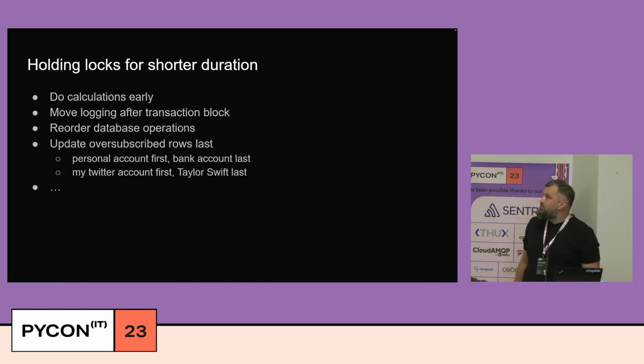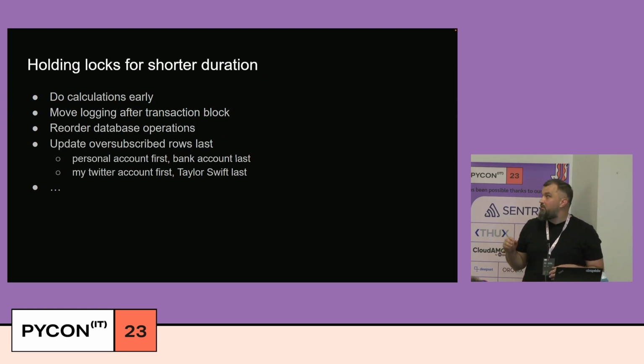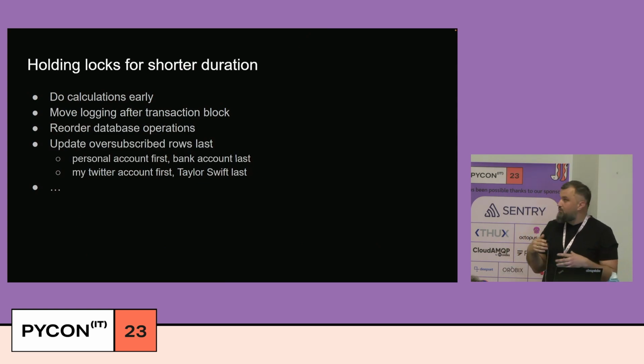So there are many ways to do it. The idea is to move all the operations outside the critical path. And one thing to remember is that even if you have rows that look the same, not all of them are equal. Some of them might represent your account, which might get like 10 updates per day, and then there are bank accounts which get a million updates per day. So what I would do is try to update the bank account last, because more transactions are waiting on those specific locks than on my personal account.